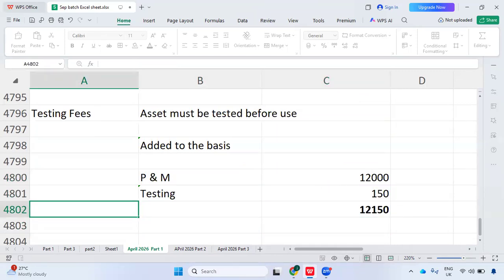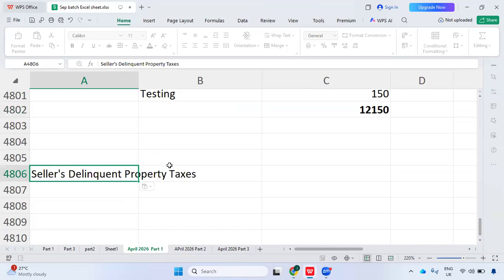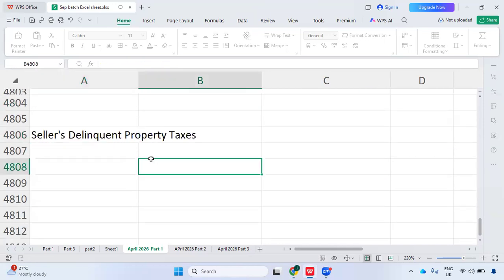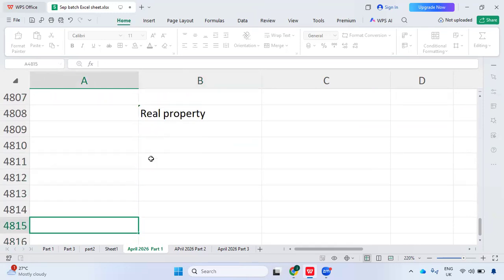This is the basis. And we also have one more thing, which is the seller's delinquent property taxes. Generally we can see this in the case of real estate or real property, where we see these delinquent property taxes. So what exactly does it mean?